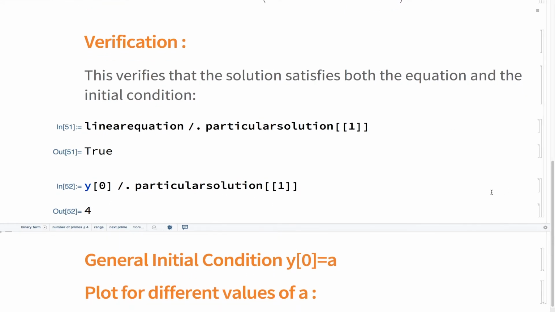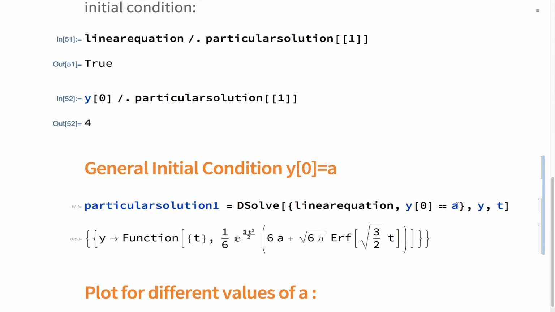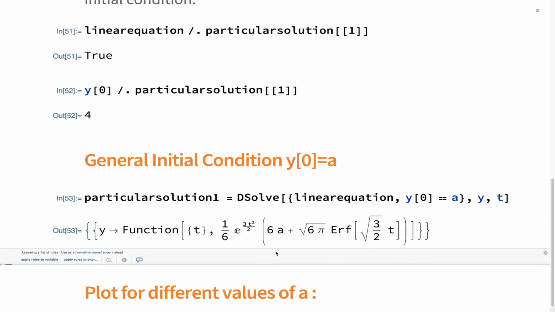We can now also solve the same problem with the general condition of A. So rather than giving some specific value, we can define a variable and say solve it for A. And the advantage of having this A is that when you want to plot several curves of the equation for different values of A, you can see the inflection point of the solution and where it lies.